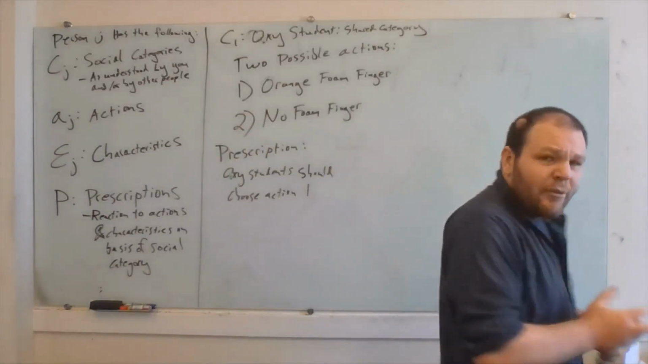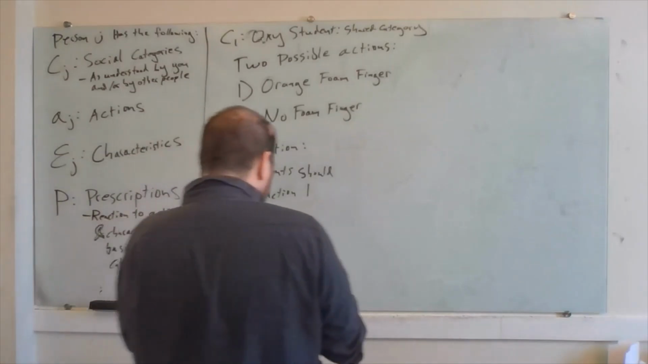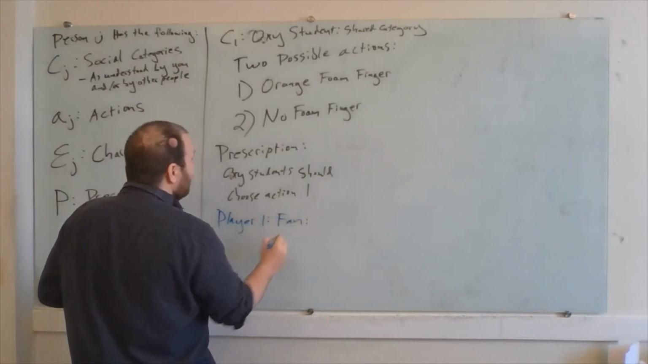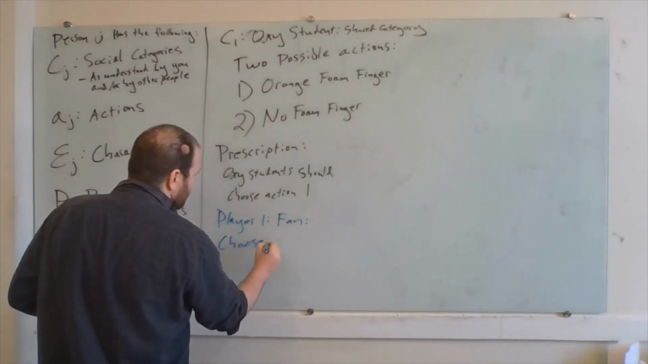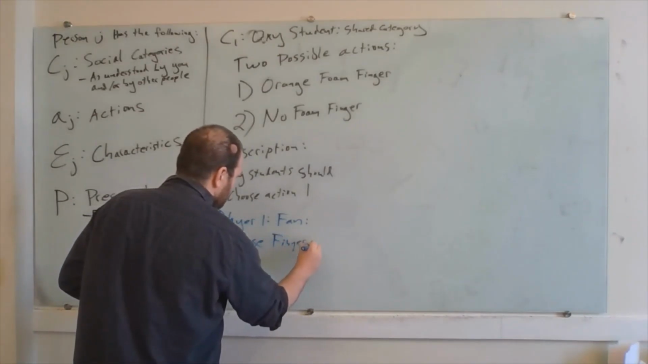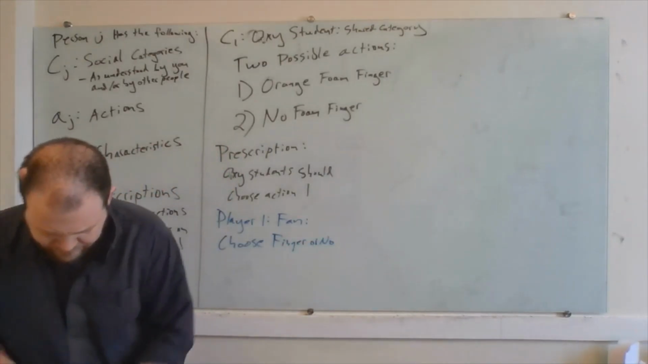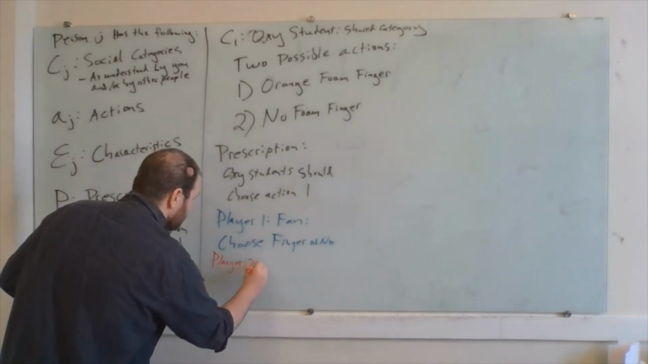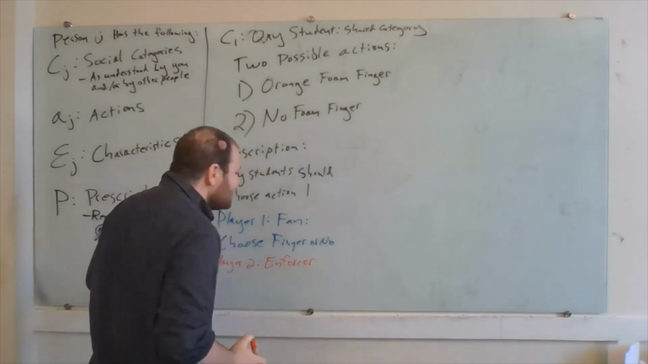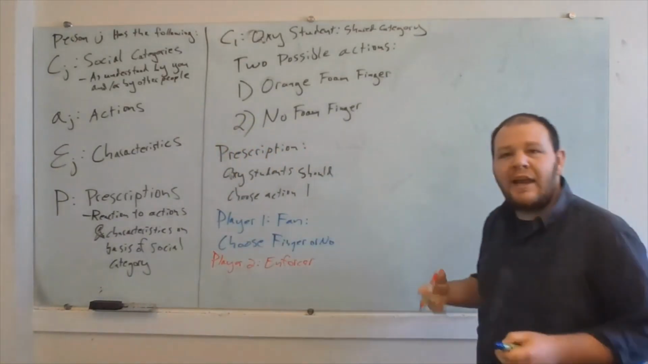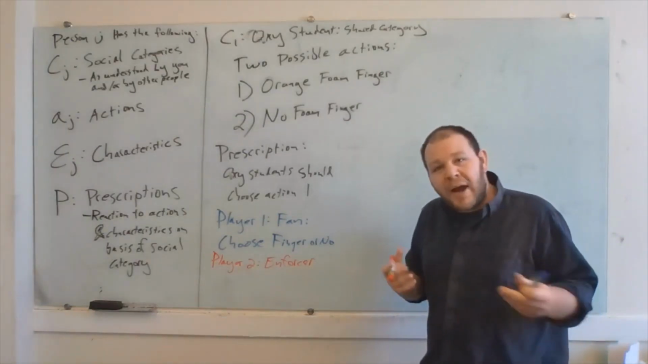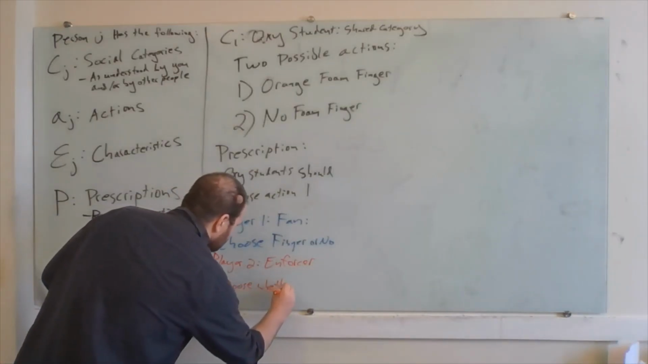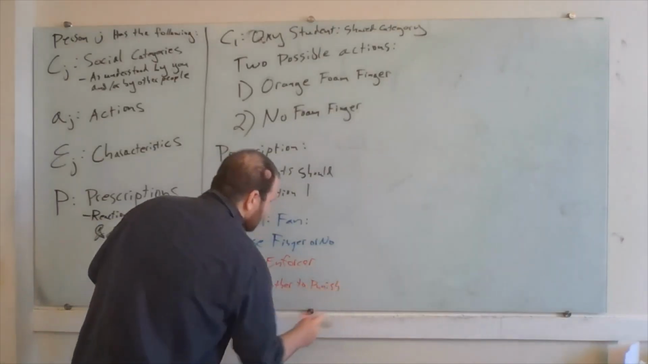Okay. Now we're going to say that there's 2 players in this game. The first player is a fan, and they're going to choose whether to have a finger. The second player, I'm going to call the enforcer. So this is a different Oxy student who observes whether or not you're wearing a finger, in accordance with the norms of your society, and is going to decide whether to punish you for failing to conform to expectations. Does this make sense?